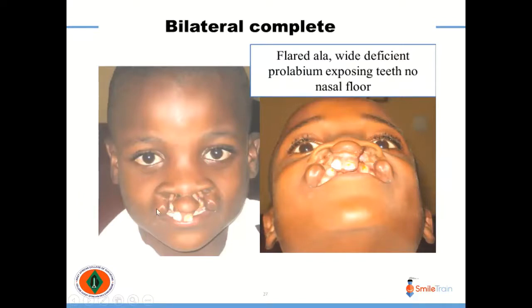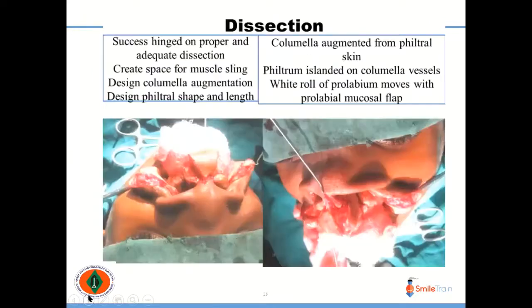So let's go. Next one. I want us to realize that success in lip repair, bilateral or unilateral, is hinged on proper and adequate dissection. Once you have dissected very well, then you will be able to go ahead with closure.